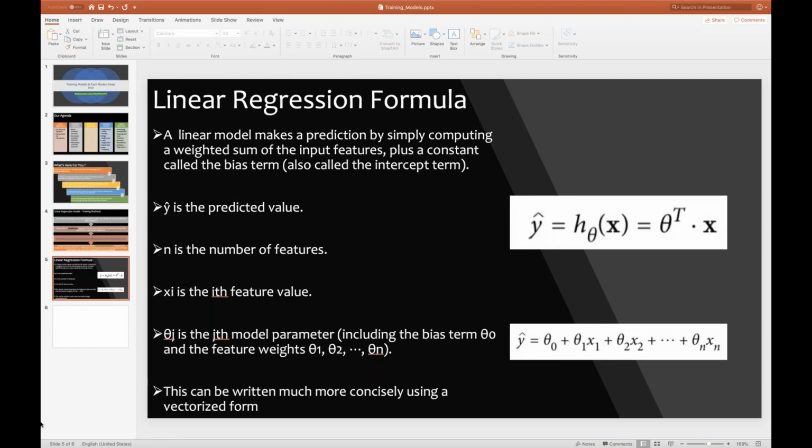Now, let's understand the formula here. One second, guys, please focus. This is very, very important. In this module, if you understand everything, your neural network fundamentals will be strong.